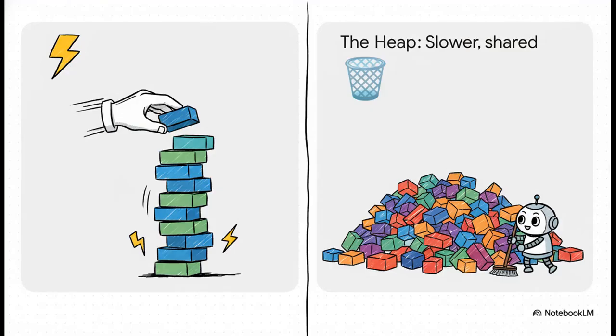So, what's the difference? Well, you can think of the stack like a neat stack of plates. Every time a function is called, it gets its own plate on top. Super organized, super fast. The heap, though, that's more like a giant, messy shared warehouse. It's way more flexible. You can store anything there for as long as you want. But it needs someone to clean it up. A janitor, or in Go's world, the garbage collector.